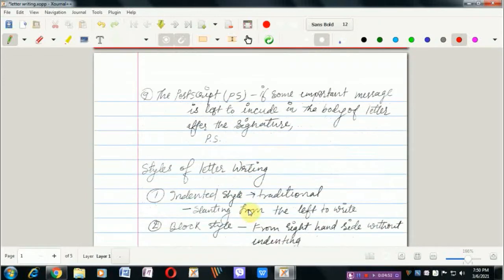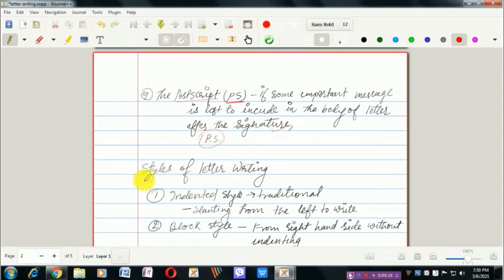And we can also use the postscript, or we can write PS. We write a postscript when we forget to include some important information in the body of the letter. We can add the missing part at the end of the letter after the signature. It's called a postscript or PS.